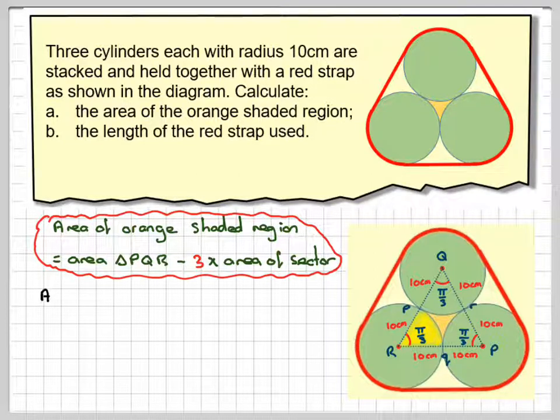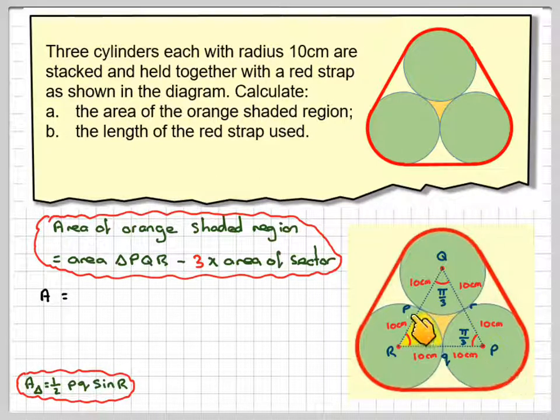Okay, so the area is going to be, now if we use a half PQ sine R, so if this is angle P, this is called small p. If this is angle Q, this is called small q, and if this is angle R, this is called small r. Then the area can be found by doing a half of P times Q times the sine of R. So that would be a half times 20 squared, it's 20 because the length of this is 20, so 20 times the sine of pi by 3, minus the area of a sector.